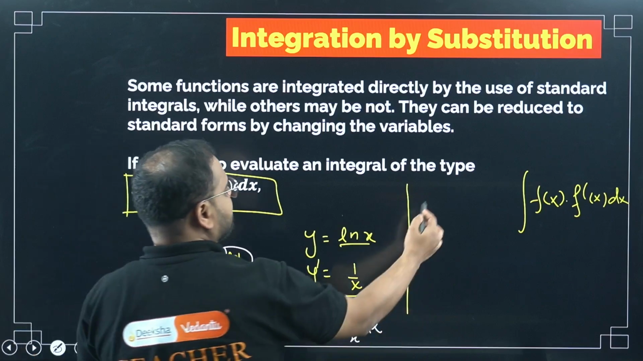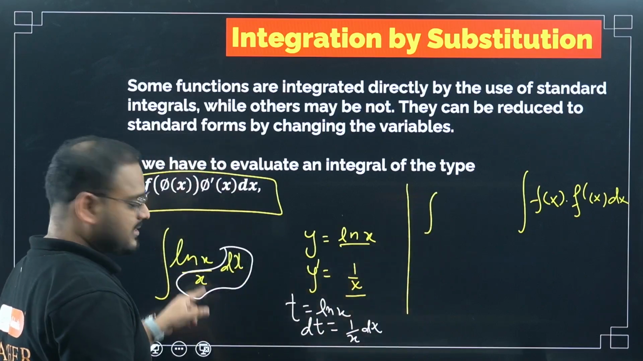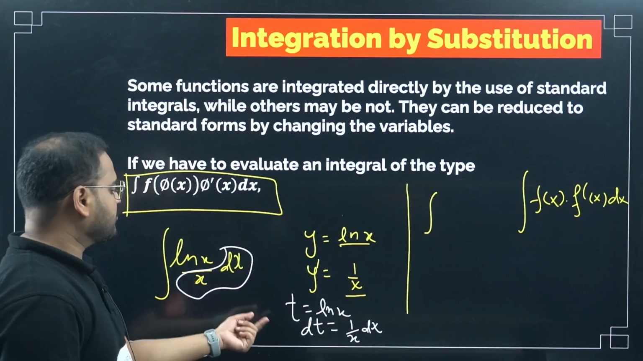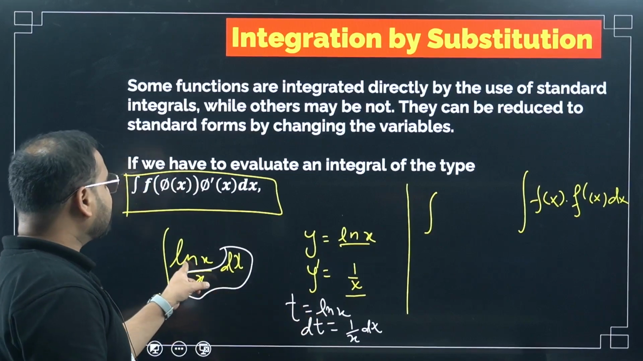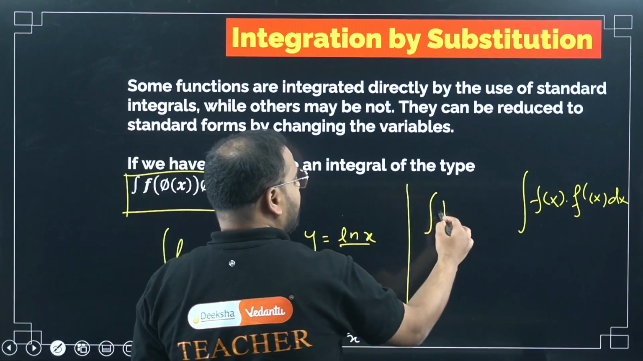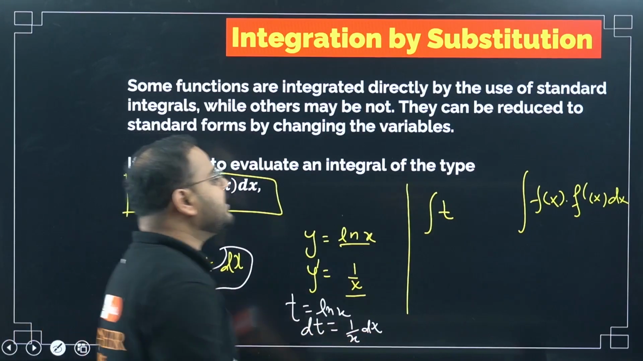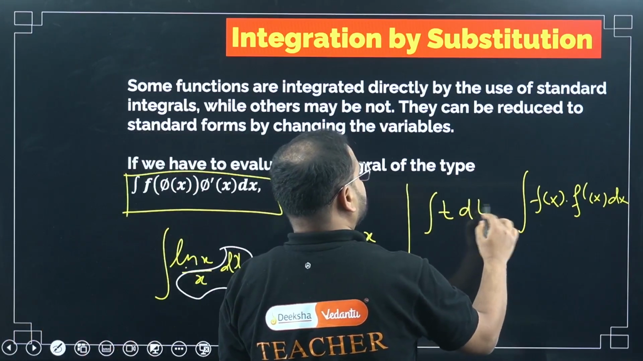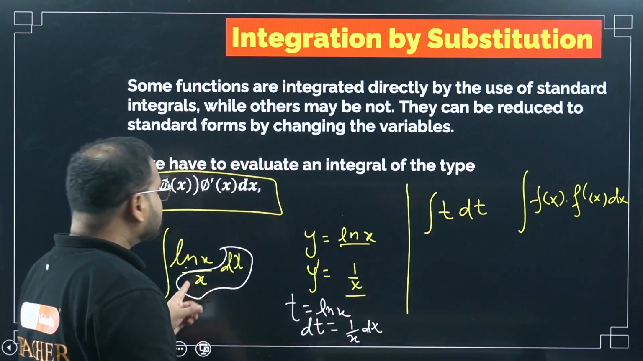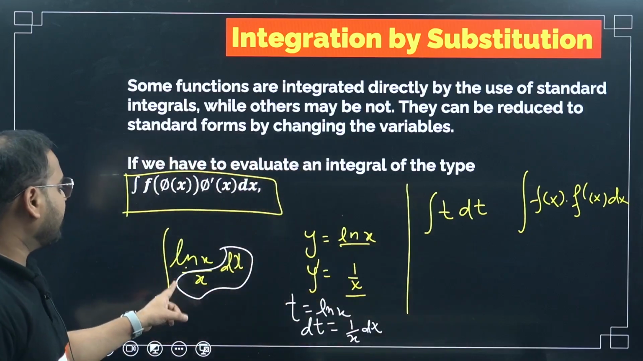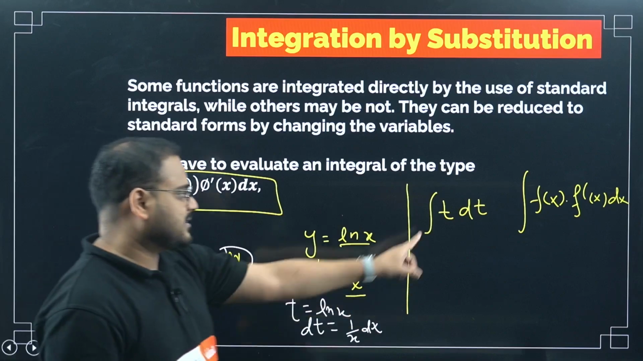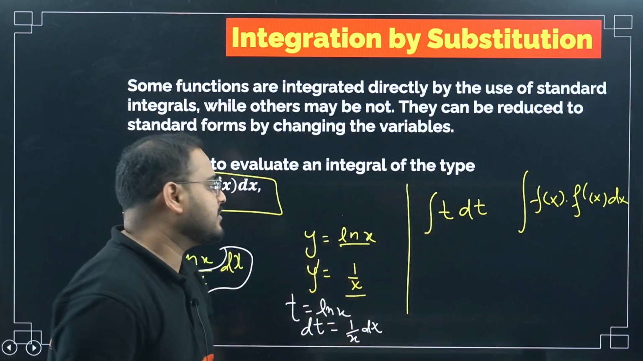I can write this integration as the integration of, what is my ln x? t, since I've taken the substitution. ln x is t, so I can write ln x as t, and dx by x is simply dt. Now check this integration. Is it simpler to integrate than this or not? I had to integrate ln x by x, and now it is the integration of t.